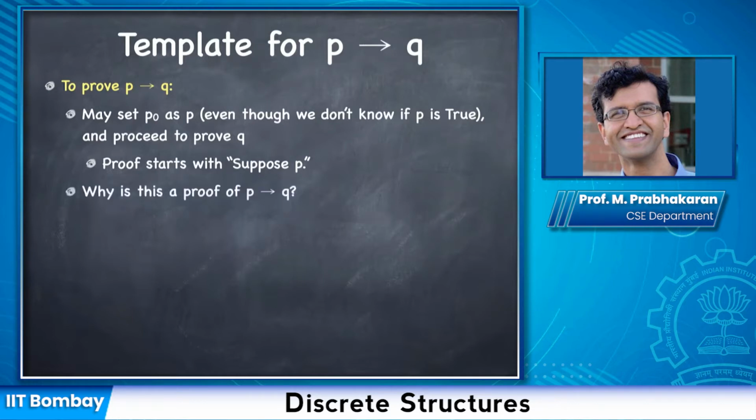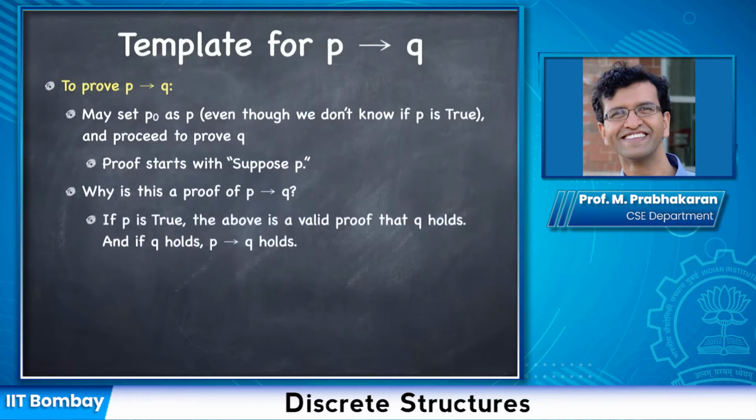So why is this a valid proof of P implies Q? There are a couple of ways to look at it. So here's what you could think of as happening. So if P is true, then this was a valid proof. It was okay for us to put P as our starting point in the sequence of propositions because it is a true proposition. And then we went ahead and proved Q. So actually this is a valid proof of Q. Okay, and if Q holds, then P implies Q holds. So that would be the kind of lucky case.